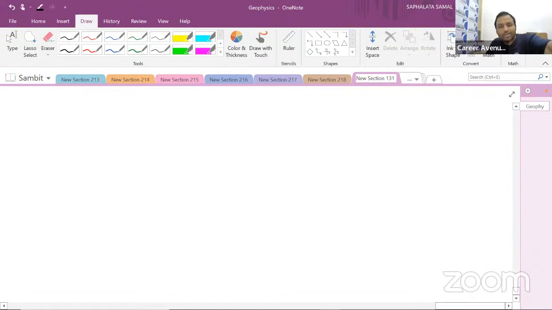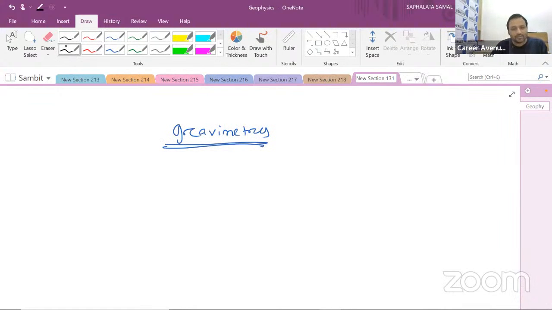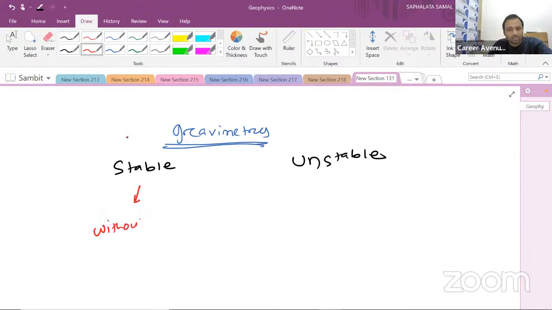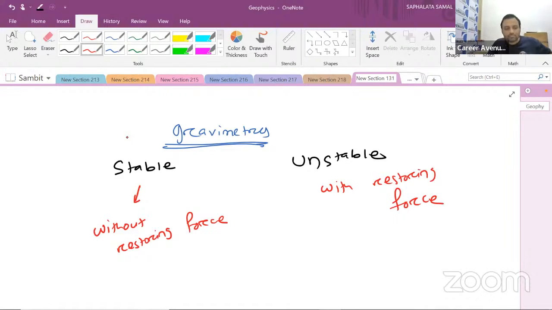Now coming to the instruments, let's quickly discuss the instruments, gravimeters. We have two types of gravimeter. One is stable, one is unstable. The stable gravimeters, they use spring, so they are without any restoring force. But the unstable gravimeters are with restoring force. Okay.